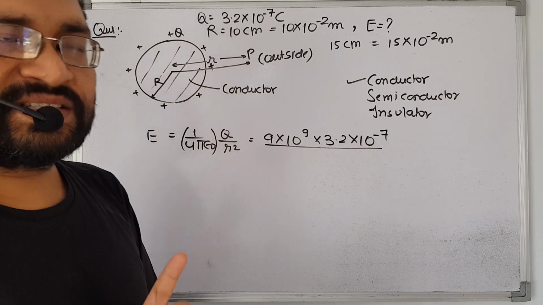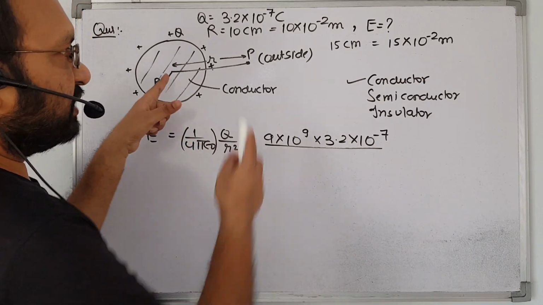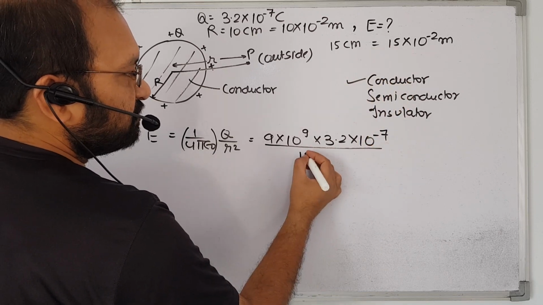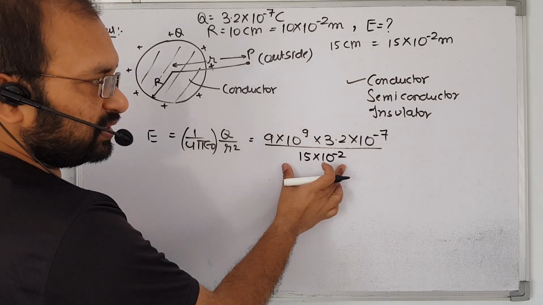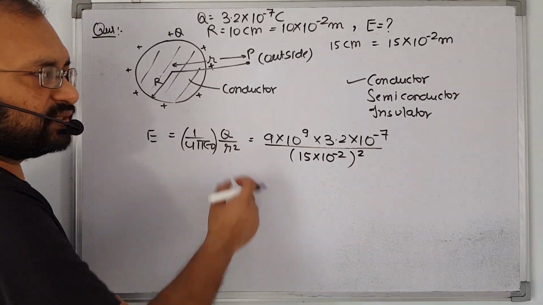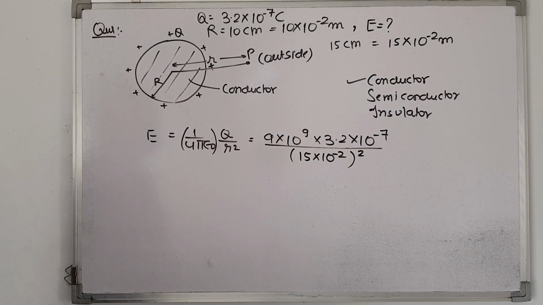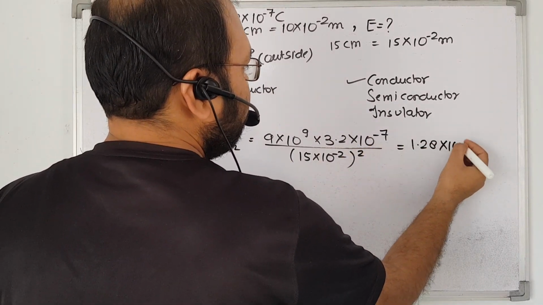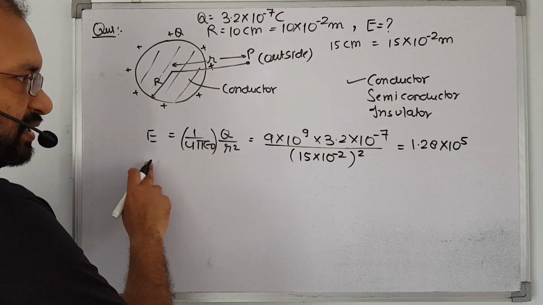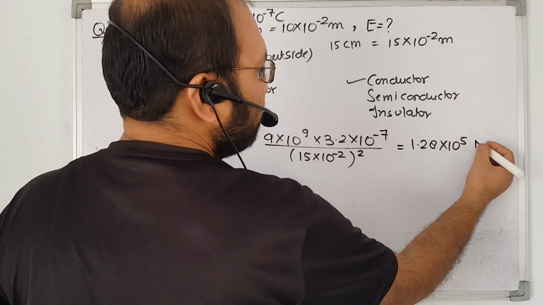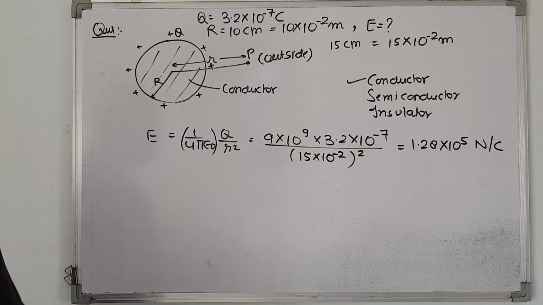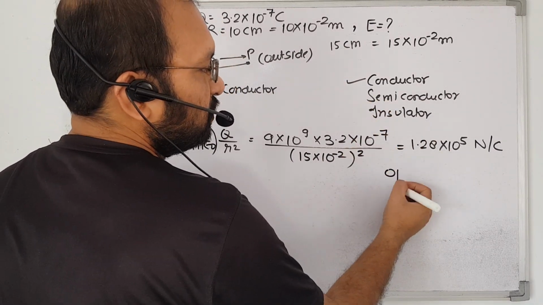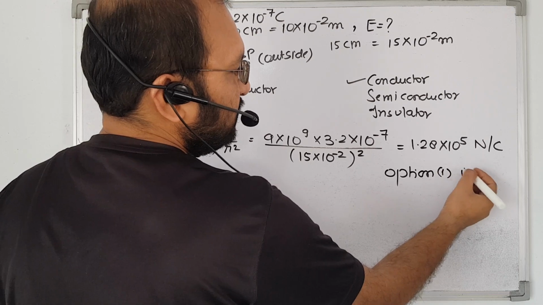Small r is always the distance from the center of the sphere, and this distance given is 15 centimeter. So r² means (15 × 10^-2 meter) whole square. When you solve this, the answer comes out to be 1.28 × 10^5, and the unit of electric field is newton per coulomb. So in this question, this is option 1, so we would say option 1 is correct.